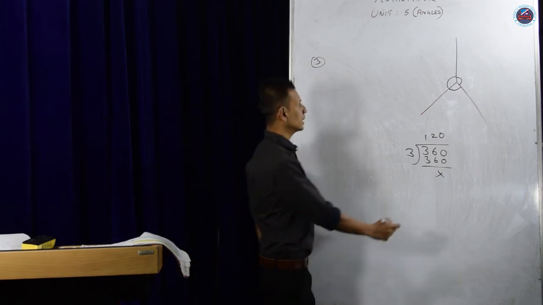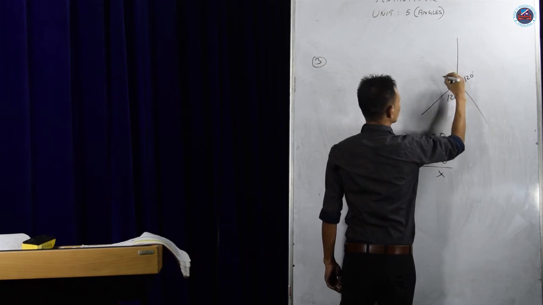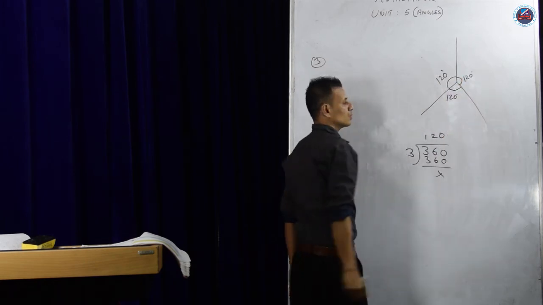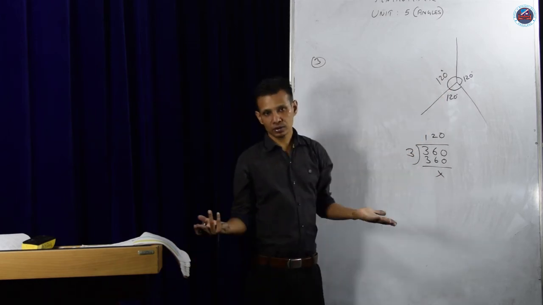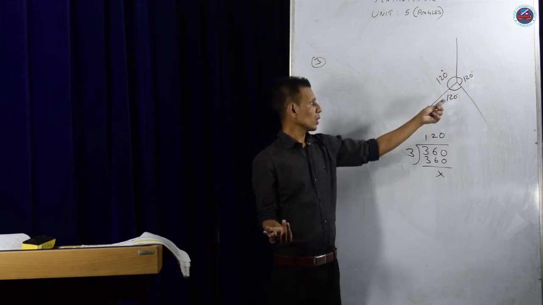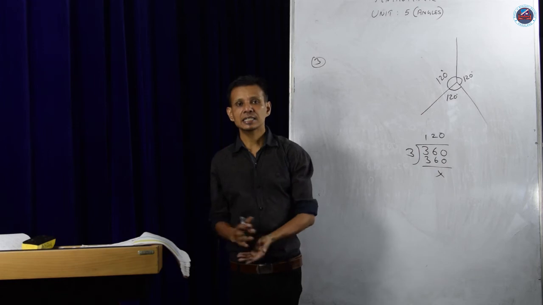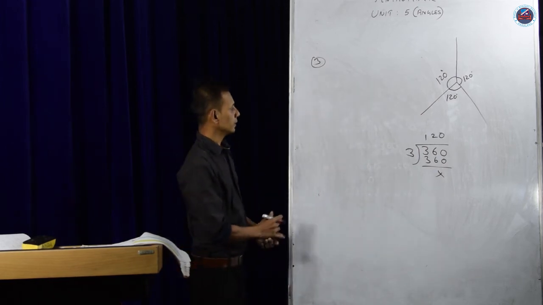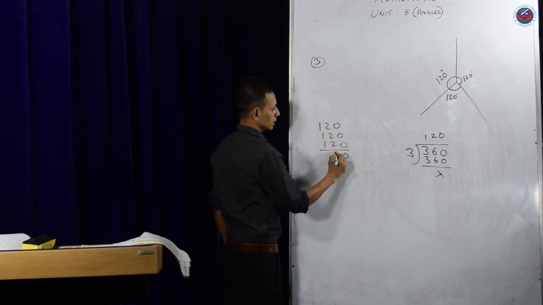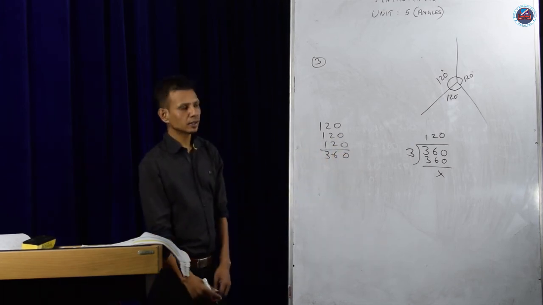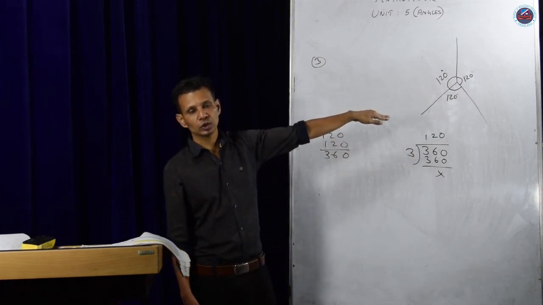That means this angle is 120 degrees. This also 120 degrees. This also 120 degrees. Wow, it's a round point. So if you add up all these three, you will get 360 degrees. 120 plus 120 plus 120, 360 degrees. You see that? That means each angle measures 120 degrees, and they are the same. Look, 120, 120, 120.